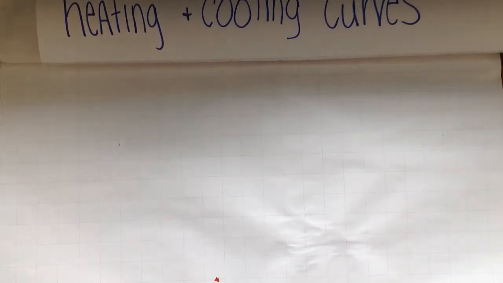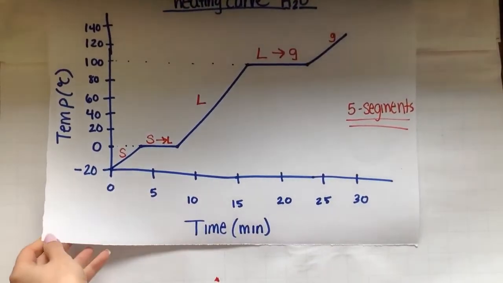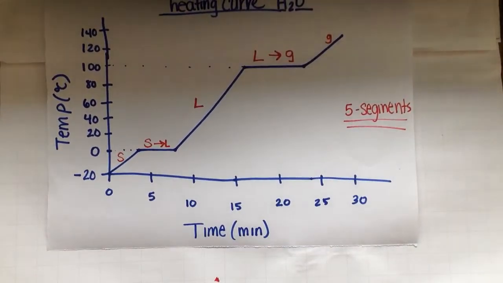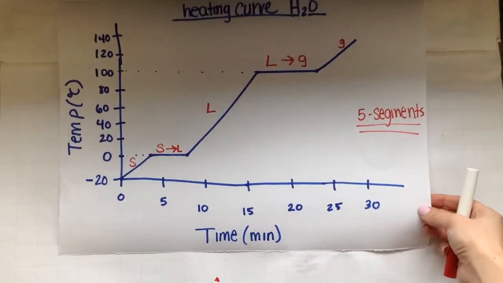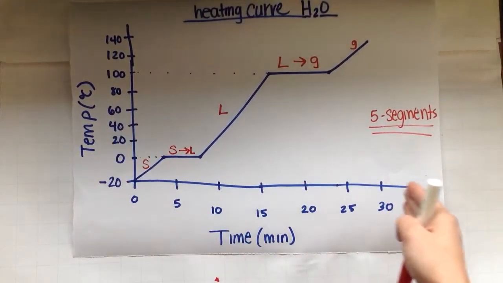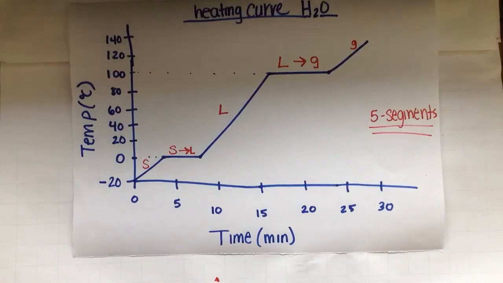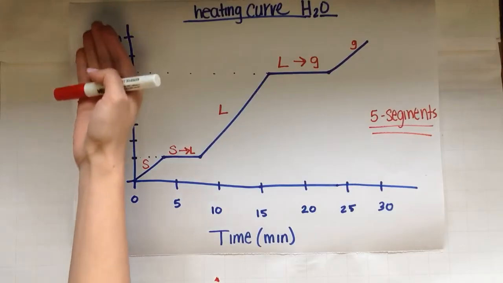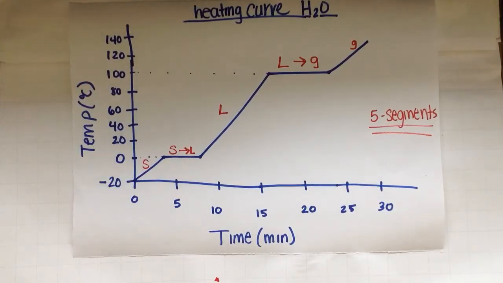This is a flip video about heating and cooling curves, an introduction. So this is an example of a heating curve. And what a heating curve is, if you notice, it's a graph, and on the bottom I have time. You can also have heat on the bottom, but it doesn't really matter, heat or time. And on this axis I have temperature in degrees Celsius.